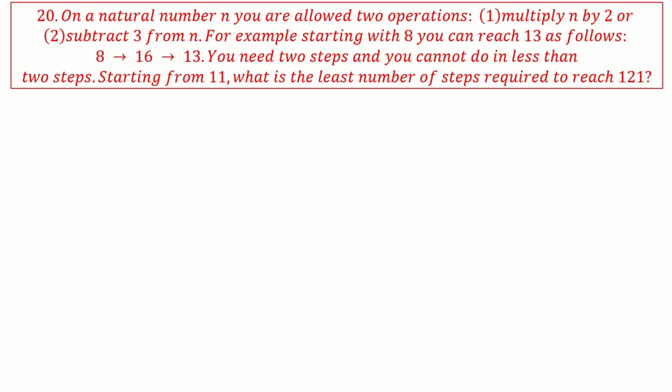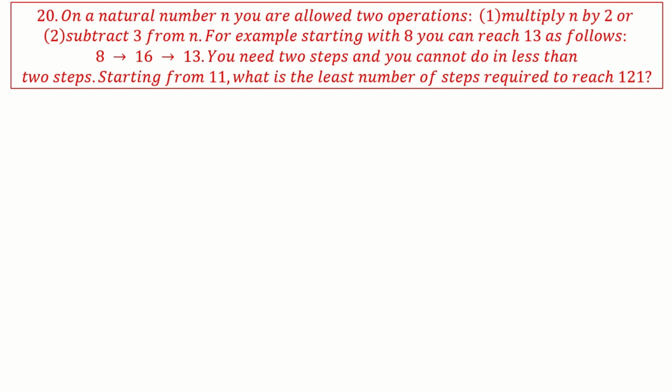Next, on a natural number n, you are allowed two operations: multiply n by 2 or subtract 3 from n. For example, starting from 8, you can reach 13 as follows: 8 into 2, which is 16, 16 minus 3, which is 13. You need two steps and you cannot do it in less than two steps. Okay, minimum is two steps. Starting from 11, what is the least number of steps required to reach 121?